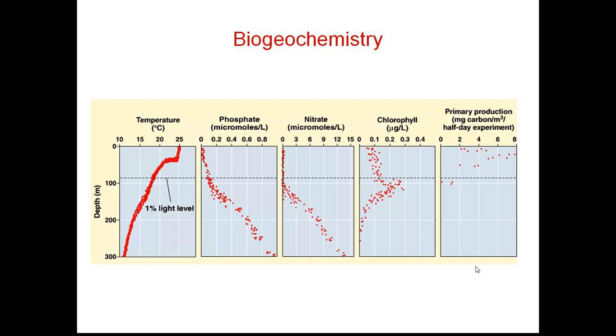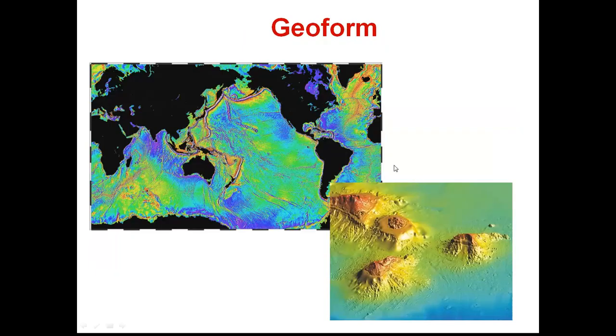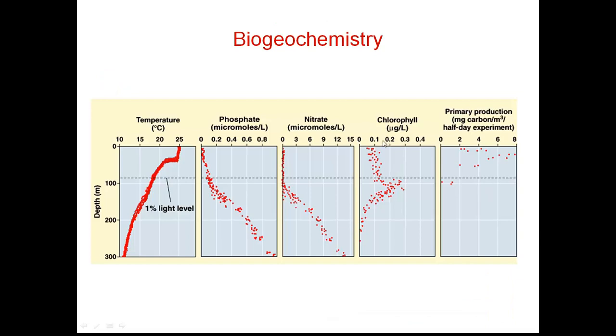Interestingly, if we look at chlorophyll concentrations, we see an interesting pattern where chlorophyll actually peaks a little bit below the surface of the water. This is probably due to a trade-off between needing to have enough light but also needing to have enough nutrients for primary production and biological activities. So if we're just below the surface, we might still have some light, but we're also going to have higher concentrations of nutrients as well.